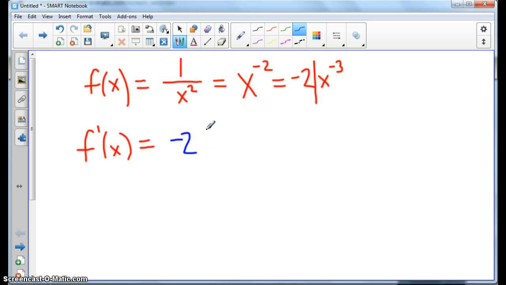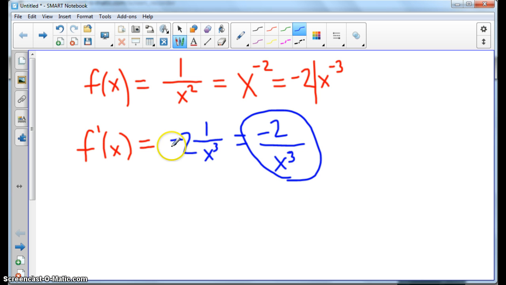And turn that back into a fraction. So that's going to be 1 over, so x to the negative third becomes 1 over x to the third. And then we apply the negative 2 to the numerator. So our final answer for our derivative of the function is negative 2 over x to the third. There we go.